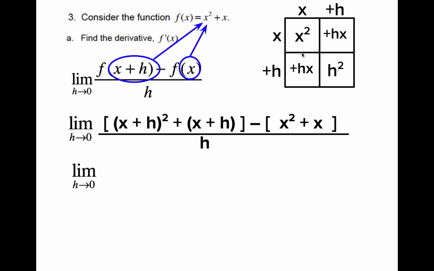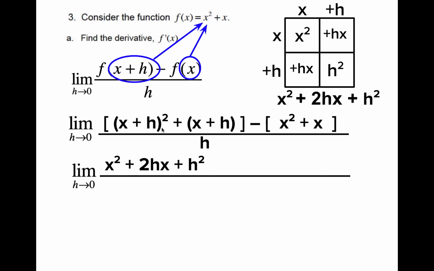So if I simplify this, I have x squared, plus I have two hx's, and then I have an h squared. So this whole thing was squaring this x plus h. So that'll go in right there. And then I can drop this down, this plus x plus h. And then I'm going to distribute this negative to go negative x squared and a negative x. This is all over h.